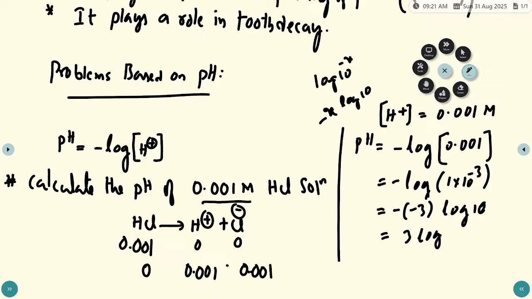What is the log 10 value? Log 10 value is 1. So 3 into 1 means 3. Okay, this is the pH of the given solution. So like this you can do the problems. No doubt.